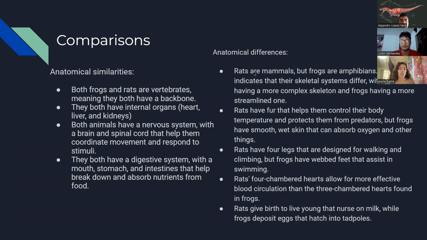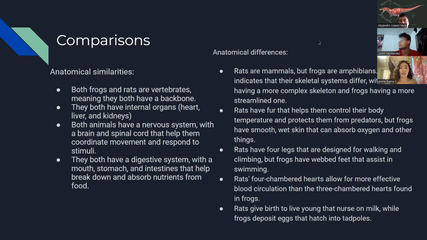So for the comparisons, the similarities would be that the frog and rats are both vertebrates, meaning they both have backbones. The second one would be that they have internal organs such as the heart, liver, and the kidney. They're both animals that have a nervous system with the brain and spinal cord that helps them coordinate movement and respond to stimuli. And the last similarity would be that they both have a digestive system with a mouth, stomach, and intestines that help break down and absorb nutrients from food.